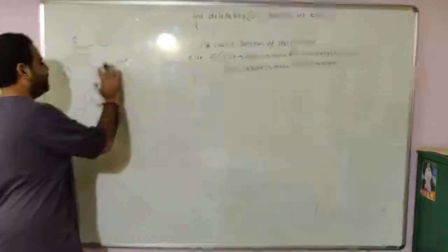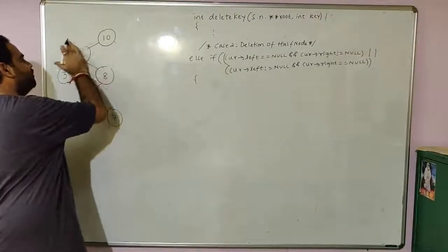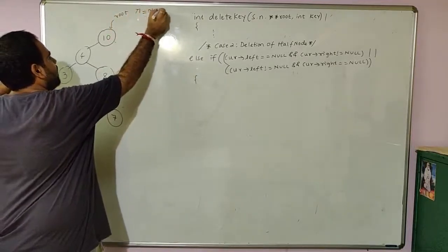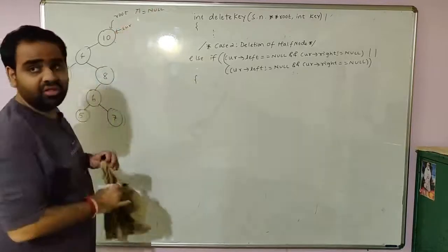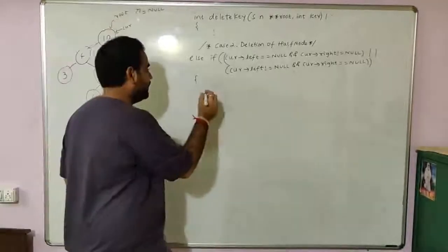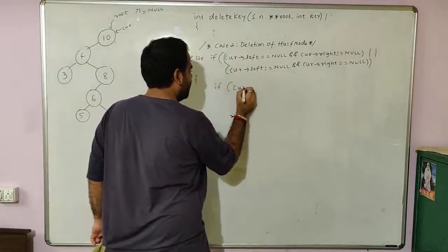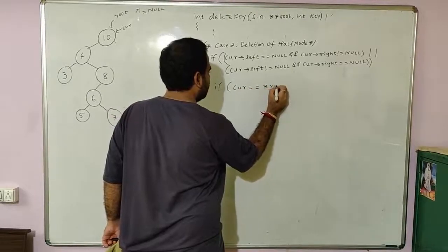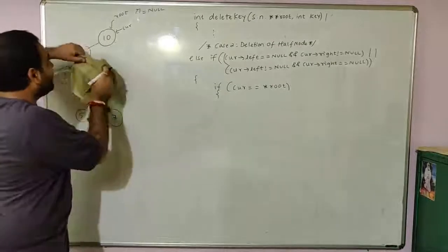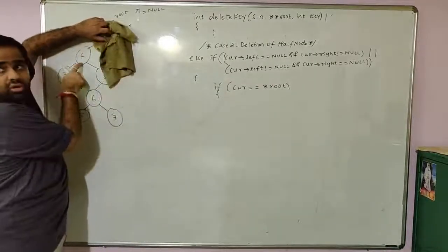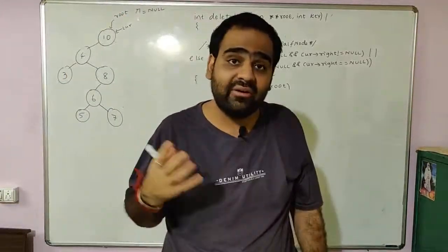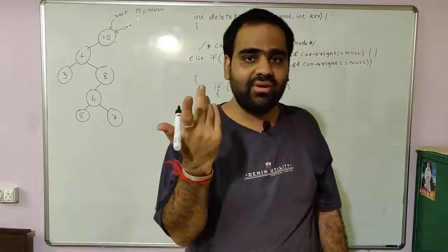Now suppose, for example, before we delete 8, this is the root. To begin with, parent is null and this is where the current is. And suppose I want to delete 10 itself. It means current equals root. Are you getting it? Therefore, we write if current is equal to root. Yes, current is equal to root. Now, if I delete this 10, what should become the root? 4 should become the root. Why? Because 10 has only a left child. 10 may have a right child as well, right?